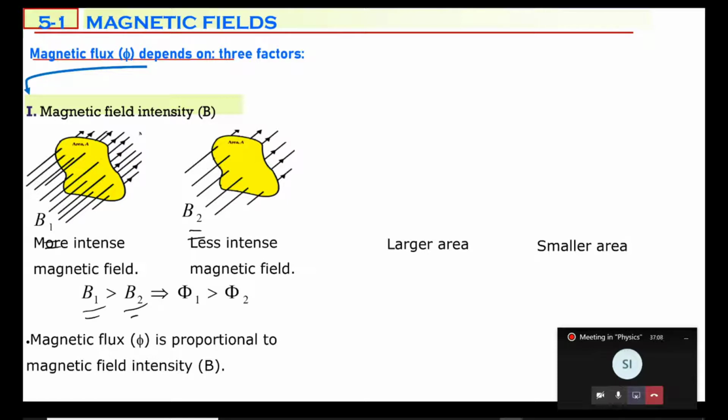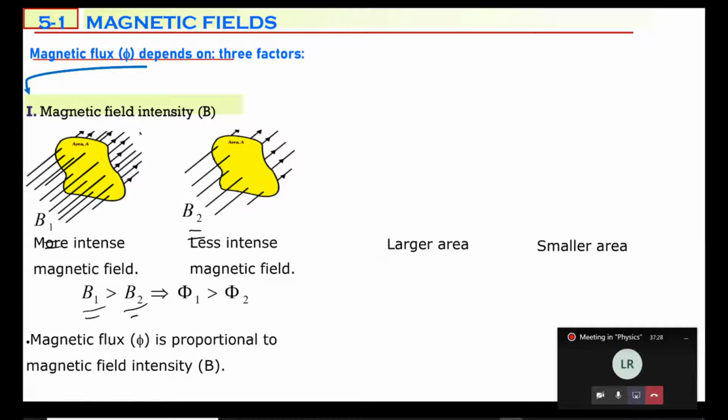Teacher, is the only way to make the magnetic field intensity greater just by making the lines closer, right? Yes, that's all. Or we draw it like this. If there is an intense magnetic field, we should draw the lines closer.